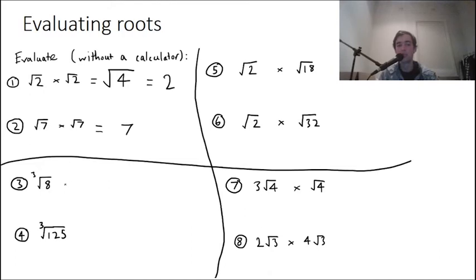Here are some cube roots, a bit of revision from last time. What number would I need to cube, to times by itself 3 times, to get to 8? And hopefully you remember that was 2. What about this one? What number would I have to times by itself 3 times to get to 125? Now this is quite a big number. It might be a bit intimidating. But it says without a calculator, so this should work out really nicely. It should be a whole number.